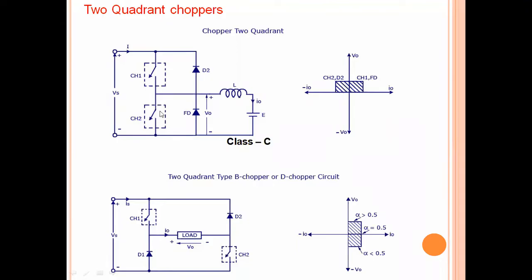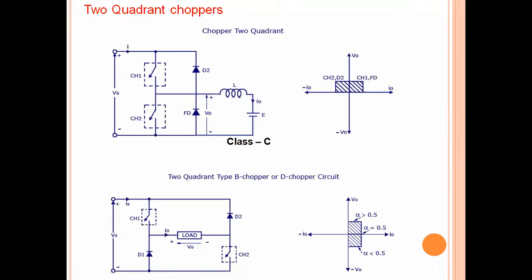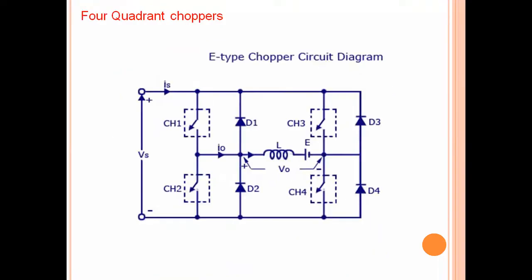Two quadrants means these two circuits have two switches, switch 1, switch 2. Similarly for Class D also switch 1, switch 2. And two diodes, D1, D2, or freewheeling diode and D2. Here also D1, D2. So two quadrant chopper circuits will have two switches and two diodes. Whereas single quadrant chopper circuits, Class A and Class B, will have a single switch, single diode. So based on the number of quadrants of operation, the number of switches and diodes varies proportionally.